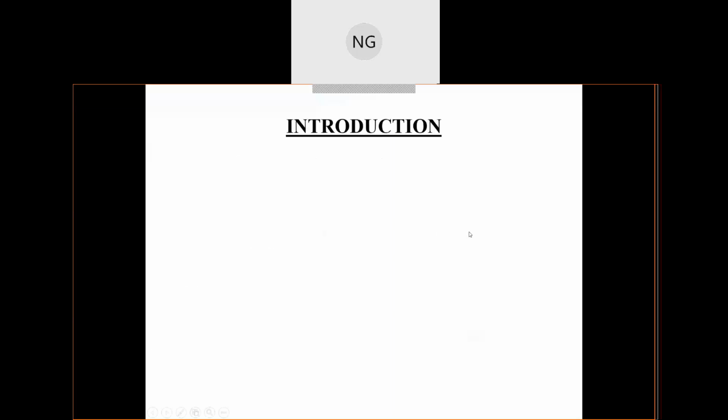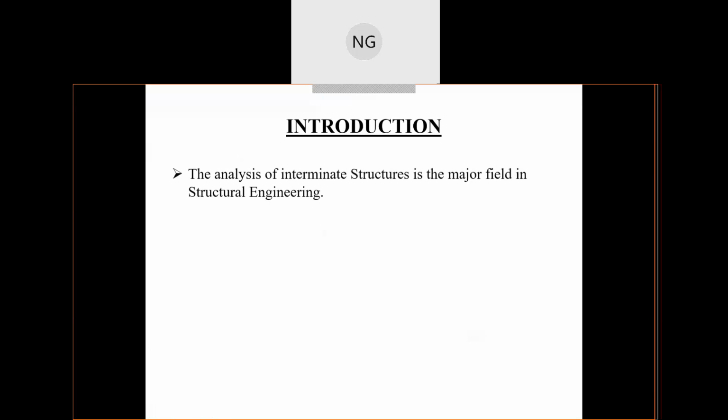In the introduction part, the analysis of indeterminate structures is a major field in structural engineering. We know that structural engineering is one of the fields in civil engineering. In that, two main things come: the first part is the analysis part, and the second part is the design part.